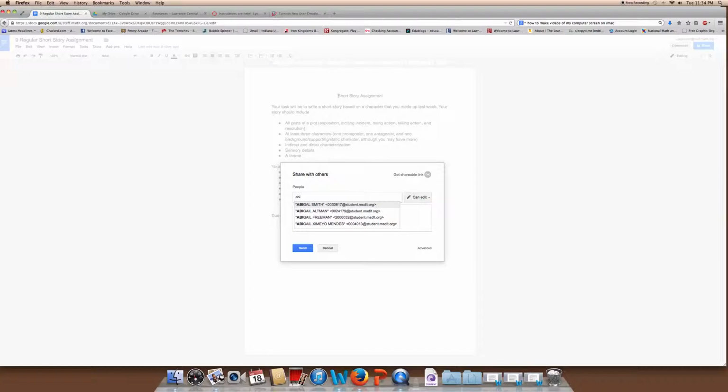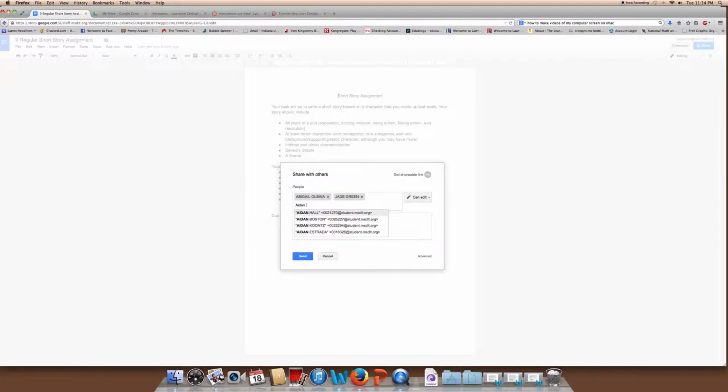And the first few letters of her last name as well. And she'll pop up right here. You click on it. Then you go to the next person. The next person's Jade. And then Aiden. Okay, and if you're unsure of what their last name is or how to spell something, just ask them. And if someone asks you, be nice.